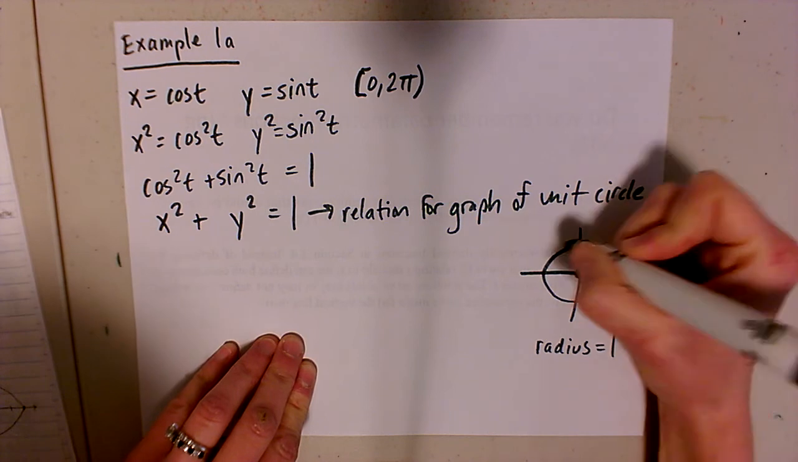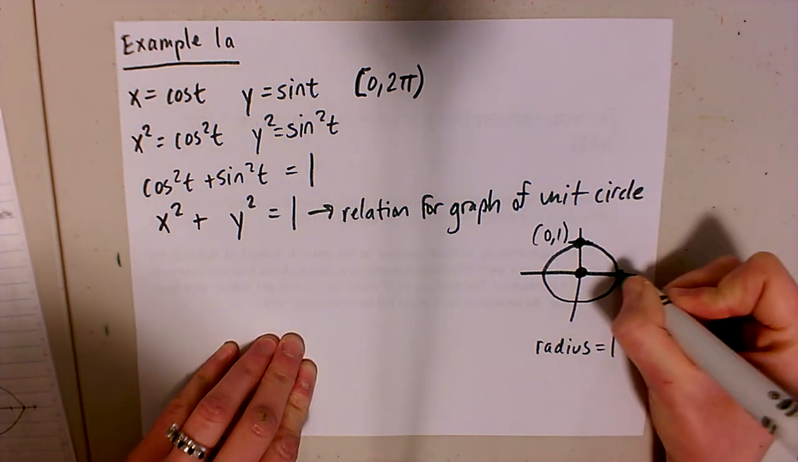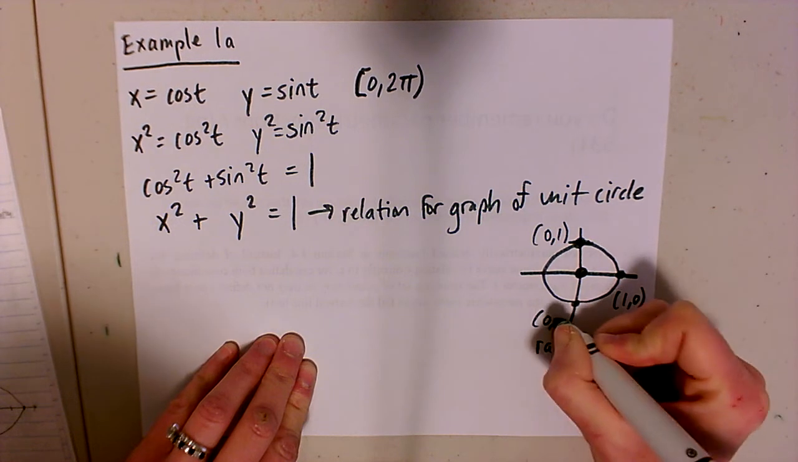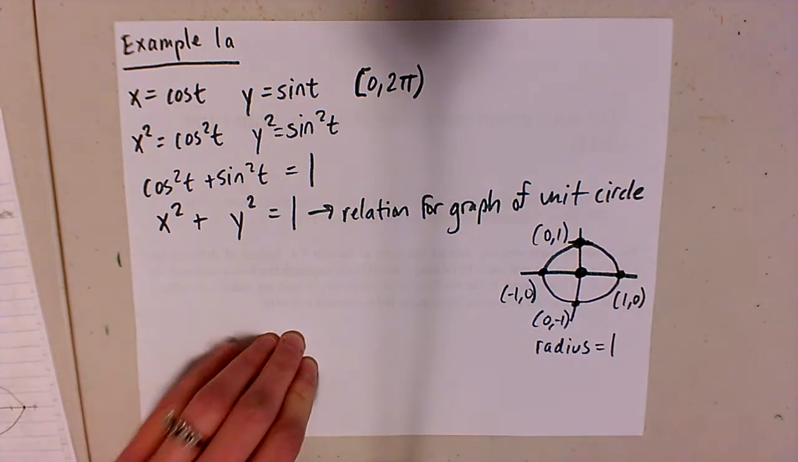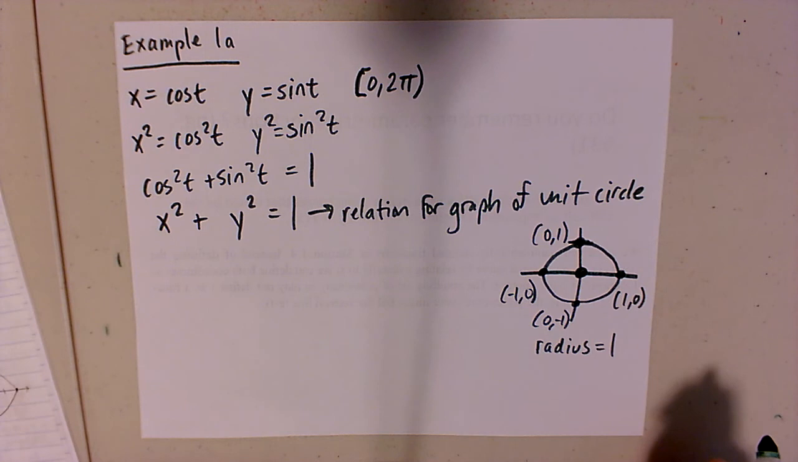Right, so this point up here would be 0, 1. This point here would be 1, 0. This would be 0, -1. And this would be -1, 0. Okay, so it's a circle centered at the origin with a radius of 1.